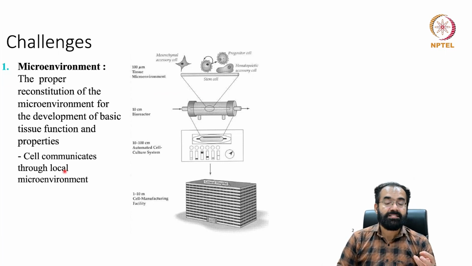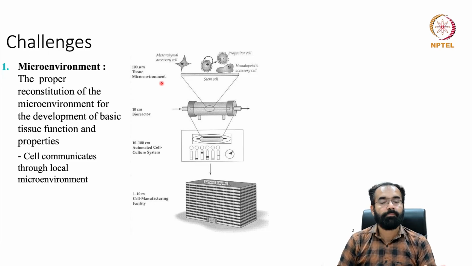Cells communicate through the local microenvironment, and if the environment is not friendly, there are problems. Like you can see in this model, there is a 100 micrometer tissue microenvironment. We should know 1000 micrometer is 1 millimeter, so 100 micrometer means 1/10th of a millimeter. There are many cells there, progenitor cells, hematopoietic accessory cells, etc. They are all adhered onto a substratum, let it be natural or artificial, decellularized or artificial, doesn't matter, it has got a matrix.